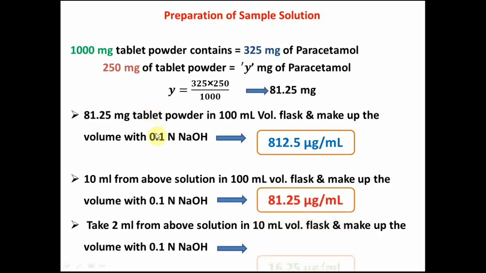So lastly, for ibuprofen, by taking 2 ml from that 100 ml of 100 microgram per ml, we have got 20 microgram per ml ibuprofen, and in this for paracetamol you will get 16.25 microgram per ml.